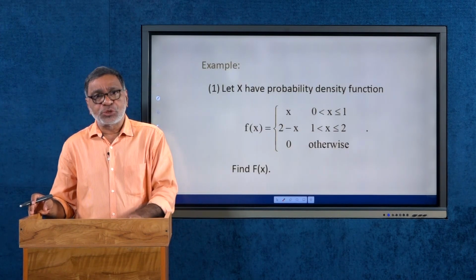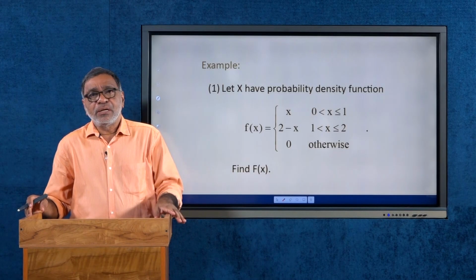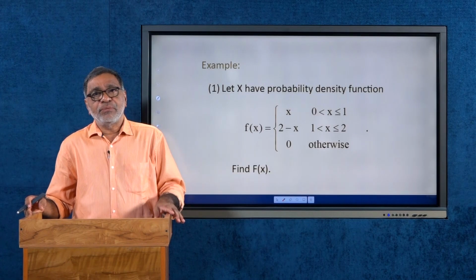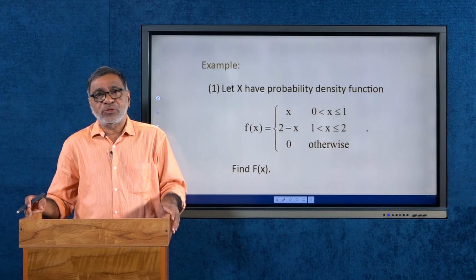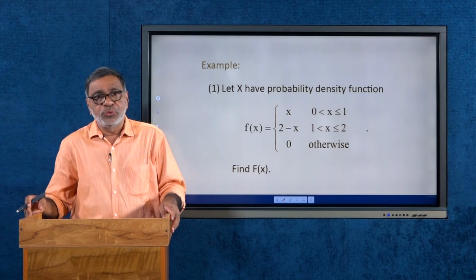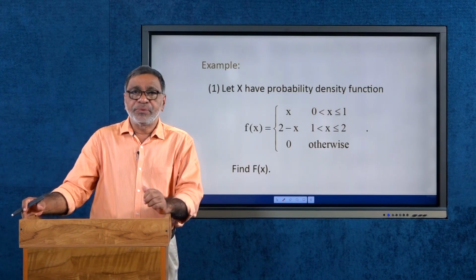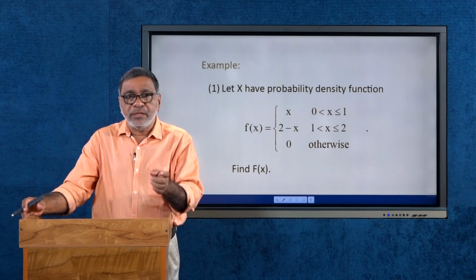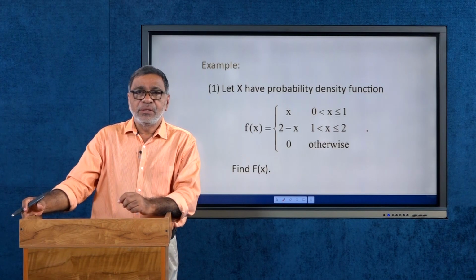And some examples we can also note here. Suppose you have a continuous random variable X with probability density function f(x) equal to x for 0 less than x less than or equal to 1, 2 minus x for 1 less than x less than or equal to 2, and 0 otherwise. You can see this is a probability density function. Why? Because f(x) is always non-negative. Again, integrating f(x) from 0 to 2, the range of values of x here, gives 1.